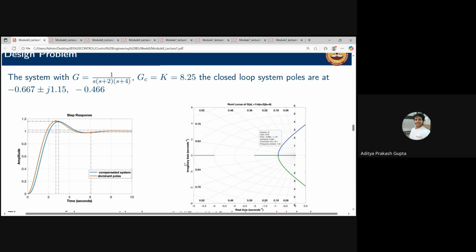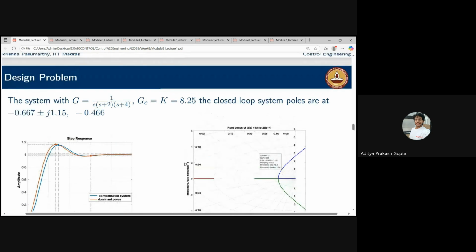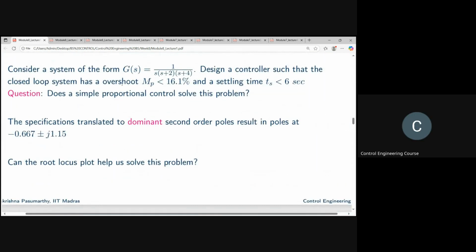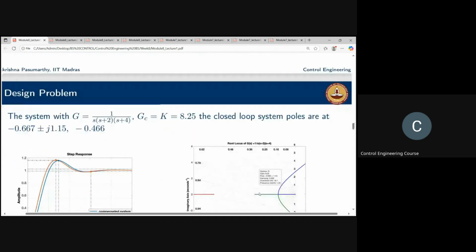You showed that triangle and that trapezoidal region. My roots are lying in that trapezoidal region. No, here you are not drawing the trapezoidal region. You just happen to find one point in the trapezoidal region that satisfies the specification, and then the root locus happens to pass through this point. Yes, sir, that is what I'm saying. So you are lucky here.